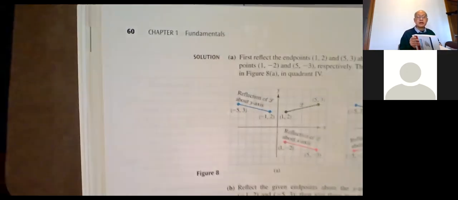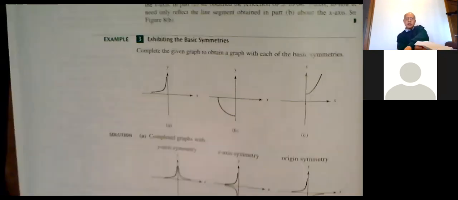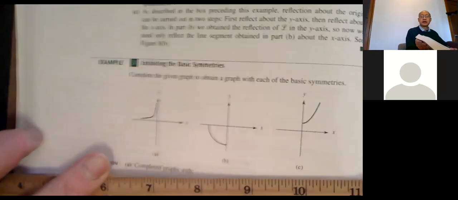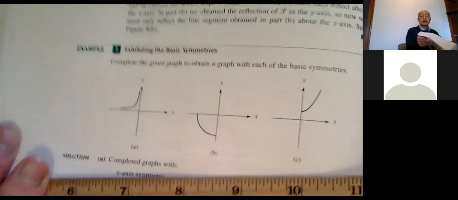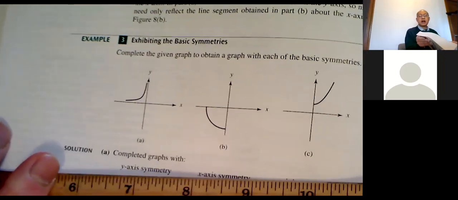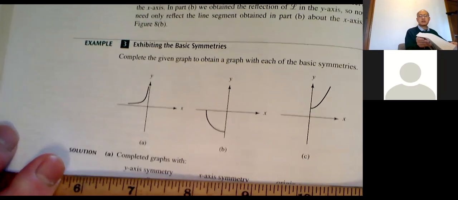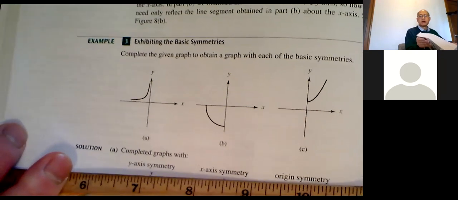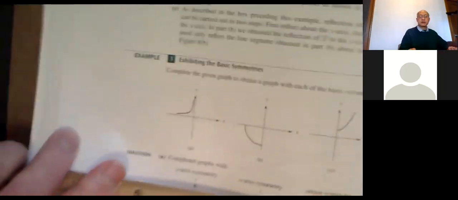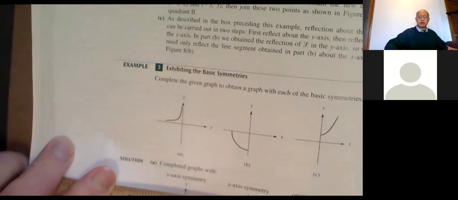Page 60. All right, now you're not supposed to see this yet, but I know it's too late. Okay, so complete the graph with y-axis symmetry, x-axis symmetry, origin symmetry. Okay, sorry, I can't read it up anymore.